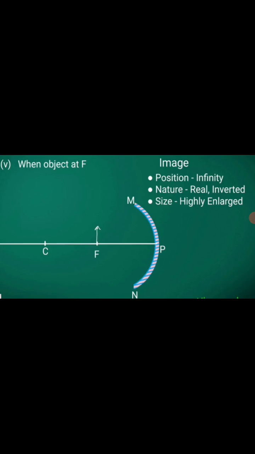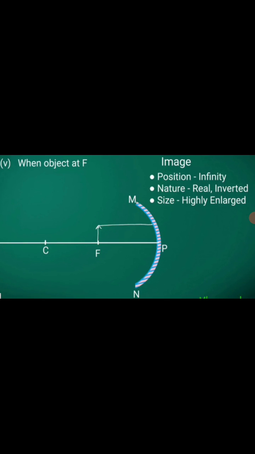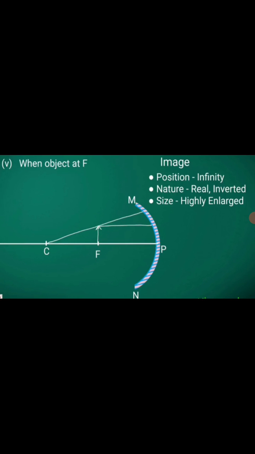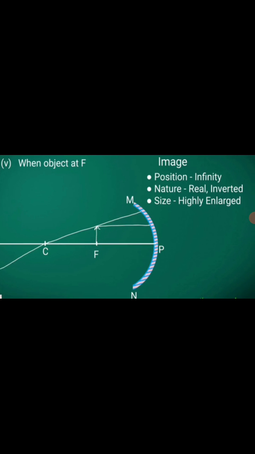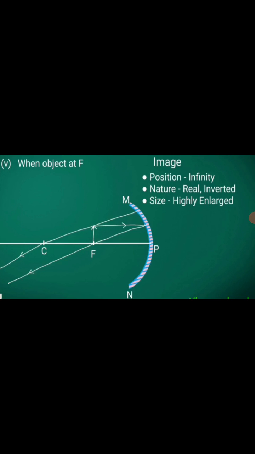Okay, now the fifth condition is when the object is exactly at the principal focus. Now also, what is the condition I am going to consider? Let the light ray pass parallel to the principal axis. Then what is the next condition? The next line has to be through the center of curvature. So let us extend that line. Now after the light gets reflected, since it is parallel to the principal axis, it has to pass through the principal focus.